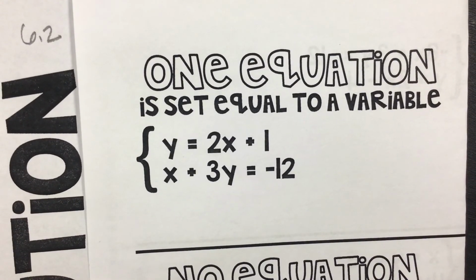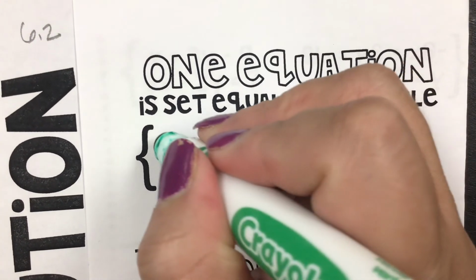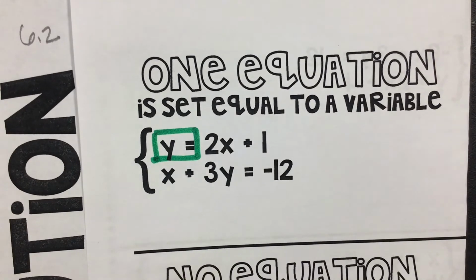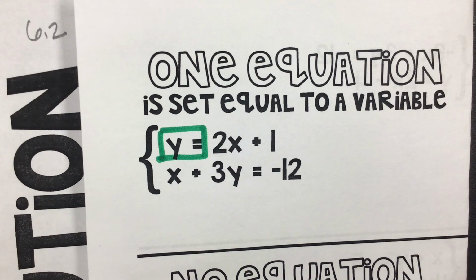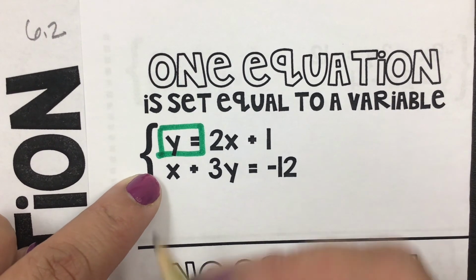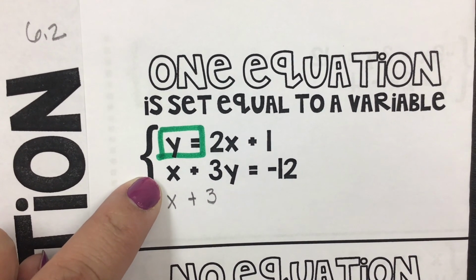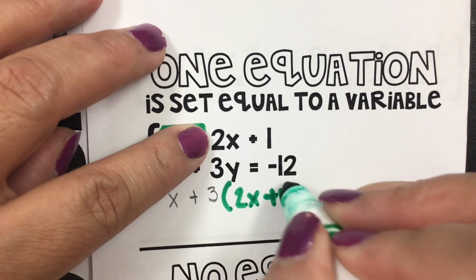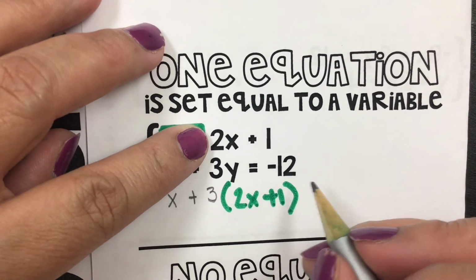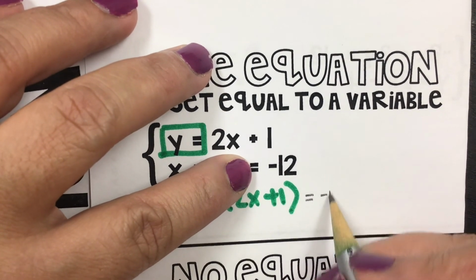And there's several scenarios that we can have. The first scenario is this: when one equation is set equal to a variable. That means that it has a y equals or an x equals. It really wouldn't matter which variable it's set equal to, nor if it's the first equation or the second equation. You just take the other equation, and instead of writing the variable, for example, y, we're going to substitute in the value of y, which happens to be 2x plus 1. And that is the y value, and so it's still set equal to negative 12.